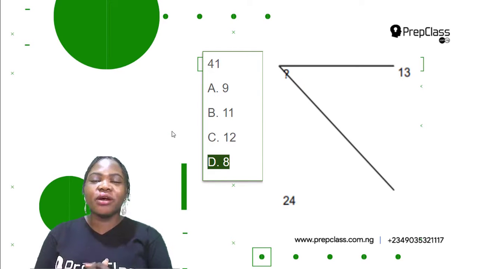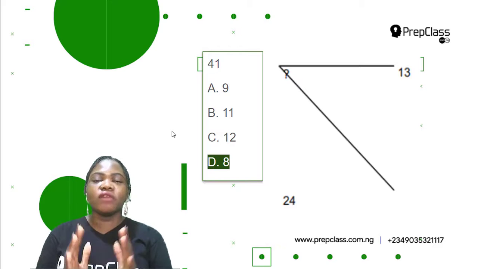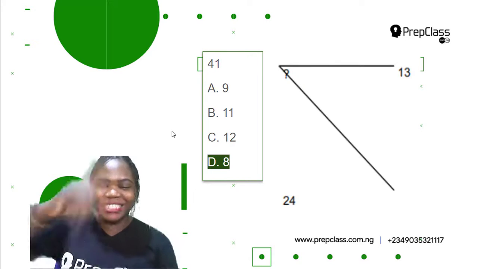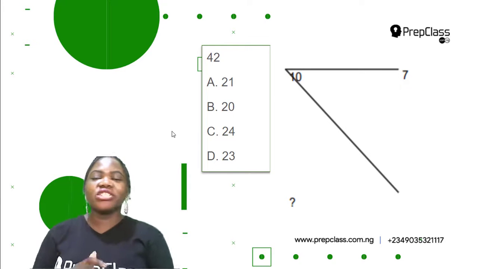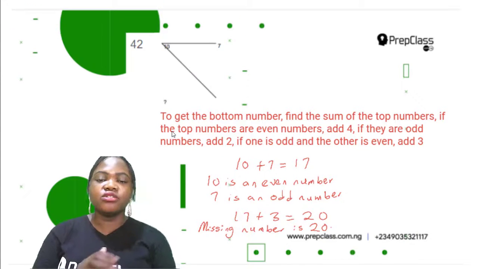So which of the following options is correct? A is 9, B is 11, C is 12, D is 8. So the correct option is D, 8. Yes, check. Question 42. So we are given the two top numbers as 10 and 7, and then the bottom number is not given. So how do we do this?